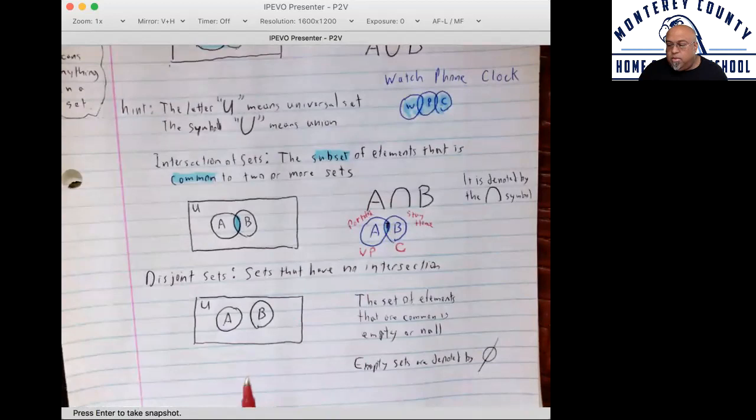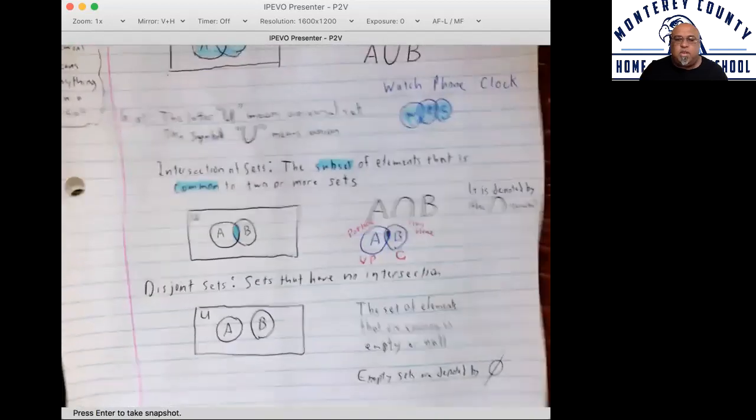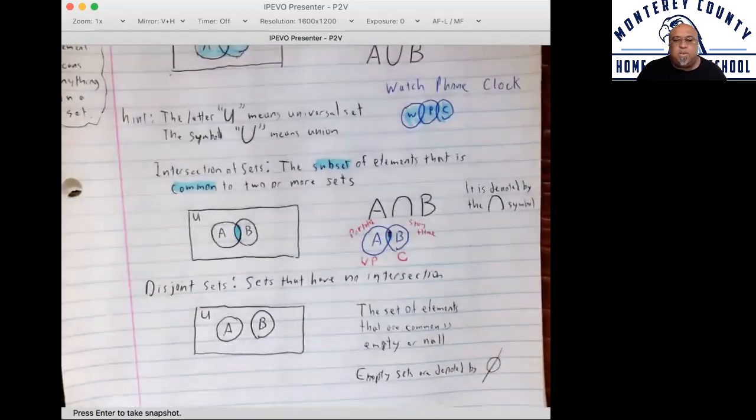Okay, so in this case I have set A and set B. You'll notice I didn't color any part of it blue. Now with this one I colored it blue, and the one on top here I colored it blue. But with the disjoint set, nothing is colored blue because these are two sets that have no common elements, or have no intersection. The set of elements that are common would be an empty or null set, okay?